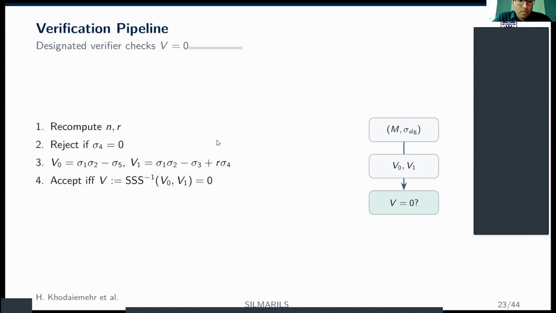So the verification pipeline is even simpler. We recompute n and r. We reject if sigma 4 is equal to 0. We form v0 and v1 as sigma 1, sigma 2 minus sigma 5, and sigma 1, sigma 2 minus sigma 3 plus r sigma 4. And after forming v0 and v1, we accept the signature if v, which is defined as the inverse of Shamir secret sharing with two components, v0 and v1, gives us the constant value 0. So if this is equal to 0, then the verification is successful.